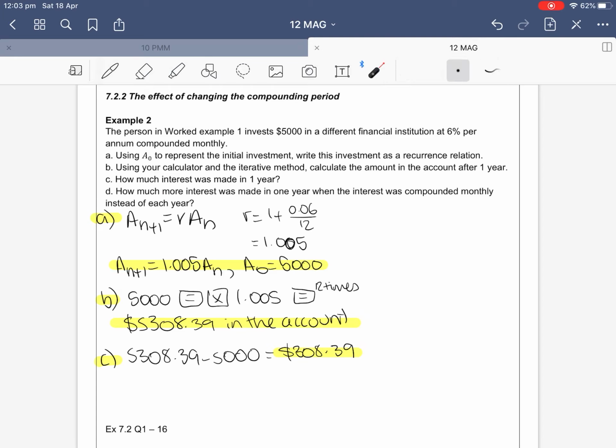And the final question says, how much more interest? So this is a comparison question. I'm going to highlight that. How much more interest was made in 1 year when the interest was compounded monthly instead of yearly? So when we have it compounded monthly, we made $308.39 in interest.